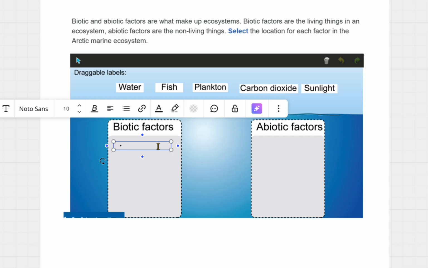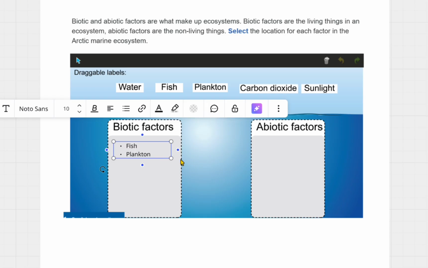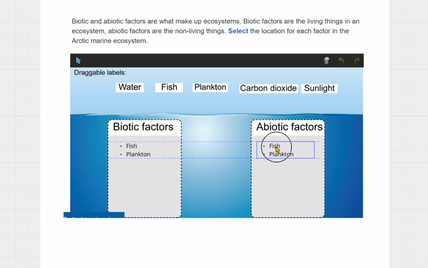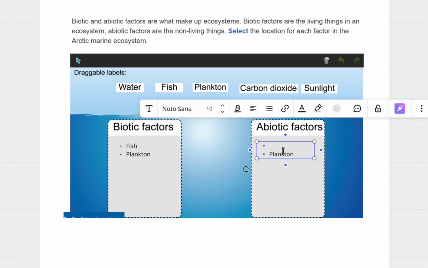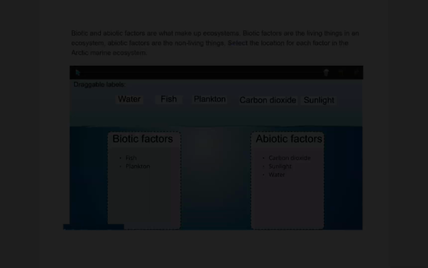We know fish is a living organism, so let's just write fish over here. First one is fish. The second one is plankton. These are the only living organisms, so they're the only biotic factors over here. Let's just copy and paste this over here, and we have abiotic factors. For abiotic factors, we can just write everything else. Carbon dioxide is an abiotic factor because it's non-living, obviously, and sunlight, and then water. Boom. That's it for question 2A.